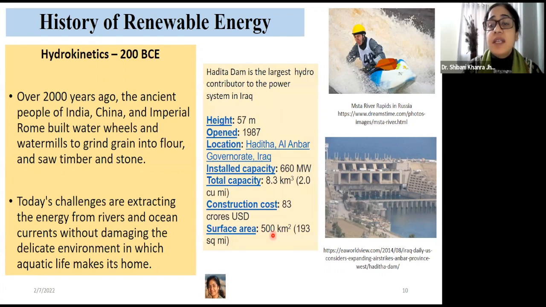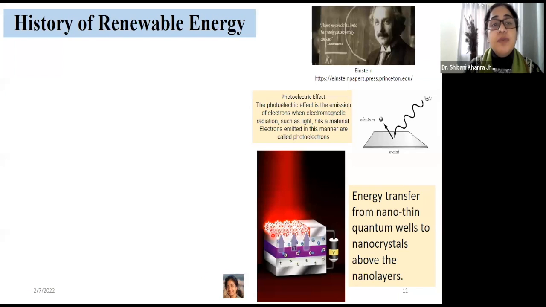Here, as you can see, one example of this renewable energy of hydrokinetics is the dam known as Haditha Dam, which is one of the largest hydro contributors to the power in Iraq, with a capacity of 660 megawatts. India also has many such big dams. We are not indulging ourselves in this lecture to discuss those. We will focus more on a particular form of renewable energy, which is not mostly discussed in the Indian context.